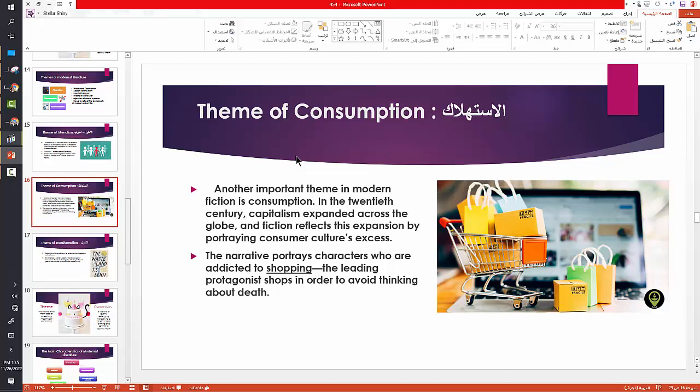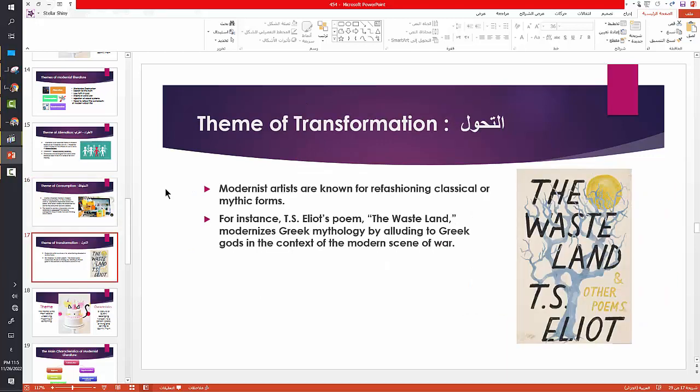The narrative portrays characters who are addicted to shopping. The leading protagonist shops in order to avoid thinking about death. Theme of transformation.